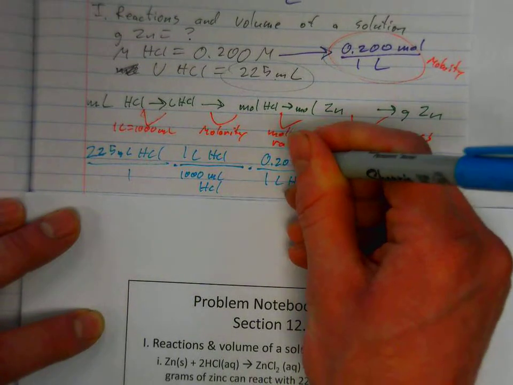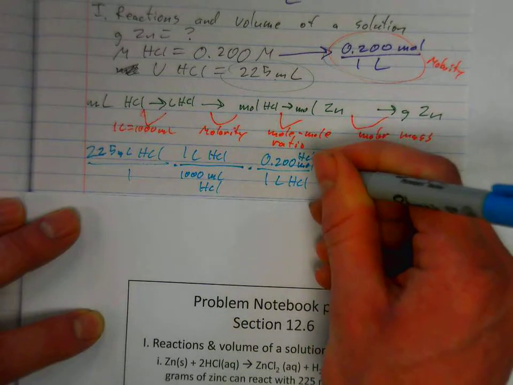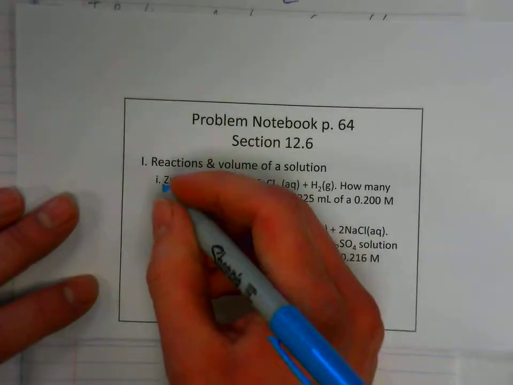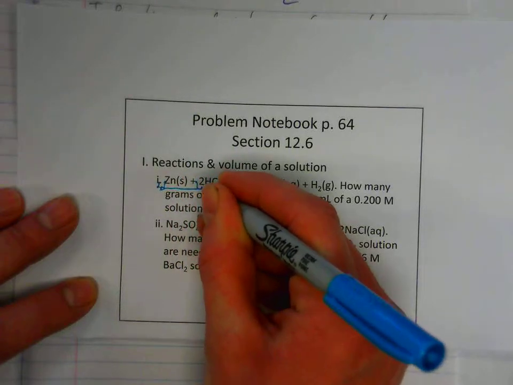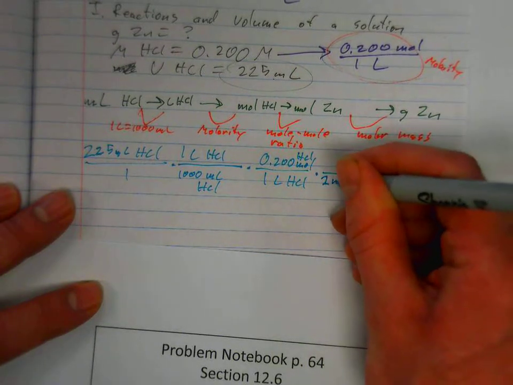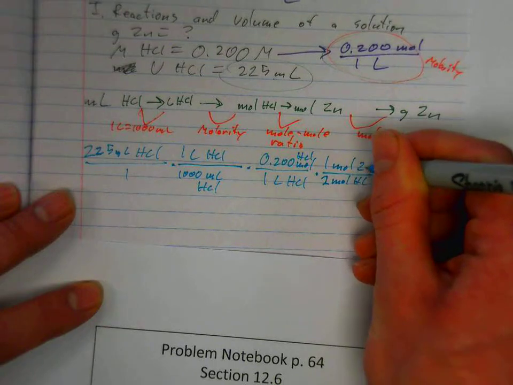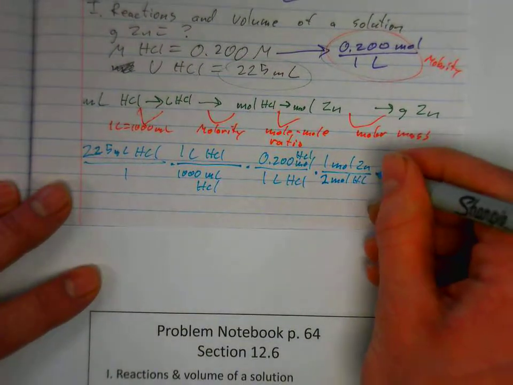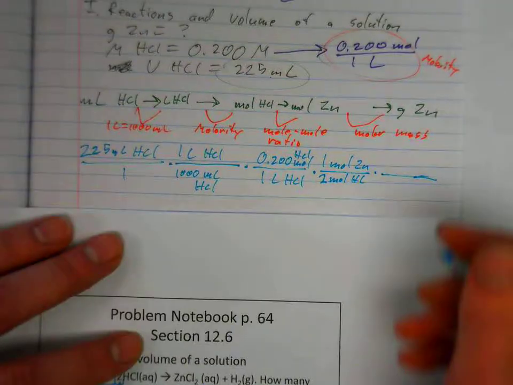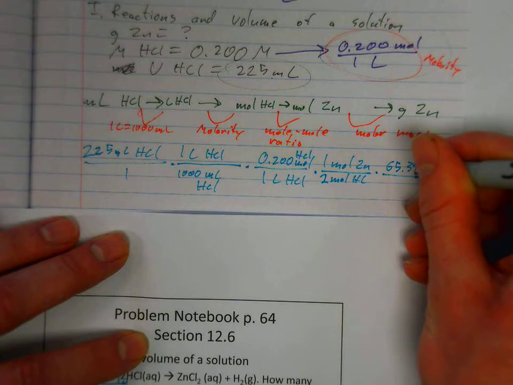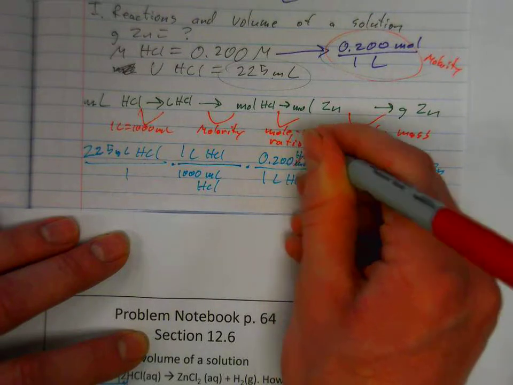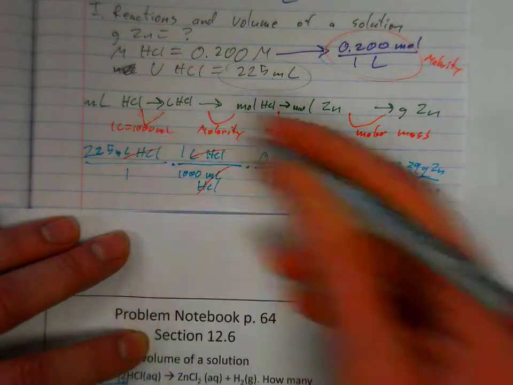Next step, mole to mole ratio. Look at the equation. For every 1 mole of zinc, there are 2 moles of HCl. So for every 2 moles HCl, there's 1 mole of zinc. And now that we're at moles of zinc, one more step, the molar mass of zinc to convert to grams. The molar mass of zinc is 65.39 grams of zinc for every 1 mole of zinc. Units all cancel, leaving us the grams of zinc as a unit. We can calculate, comes out to 1.47 grams of zinc.